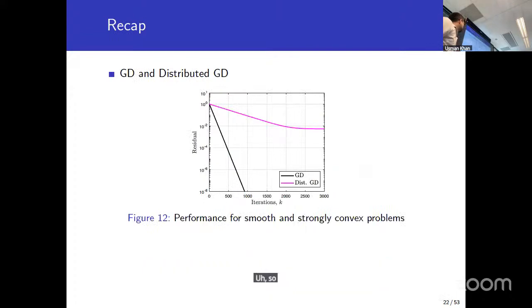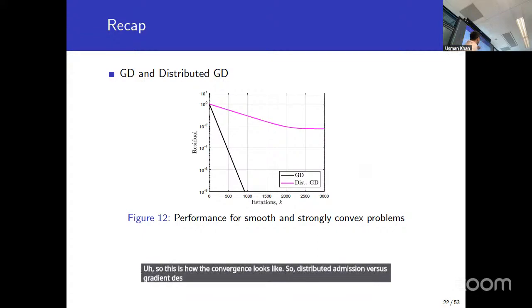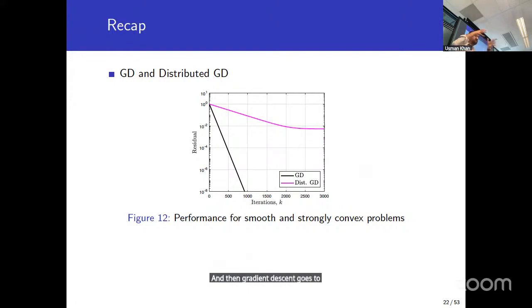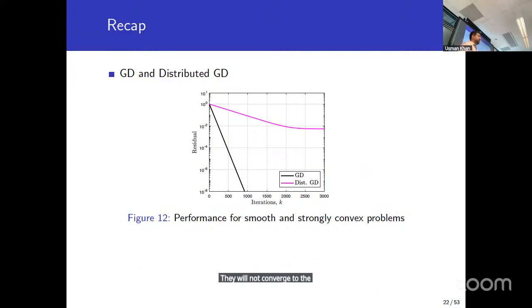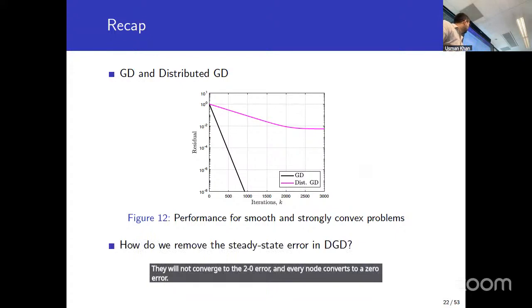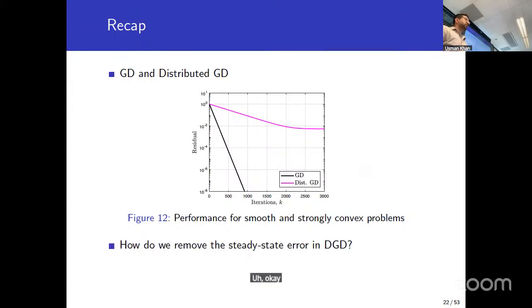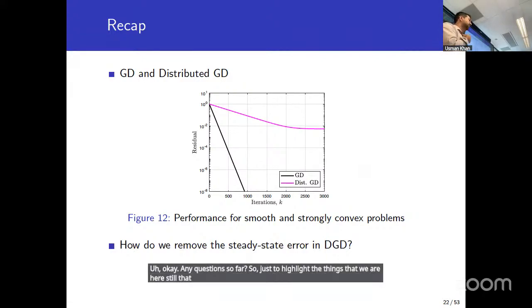So this is how the convergence looks. Distributed gradient descent versus gradient descent, they both come down linearly on a log scale, which is exponential on the ordinary scale. Then gradient descent goes to 0 because it has access to all data. But in the local sense, each node will not converge to 0 error, and every node converges to a steady state error. Okay, any questions so far? Move on. So just to highlight things, the idea is still that the data is local. So data is local.